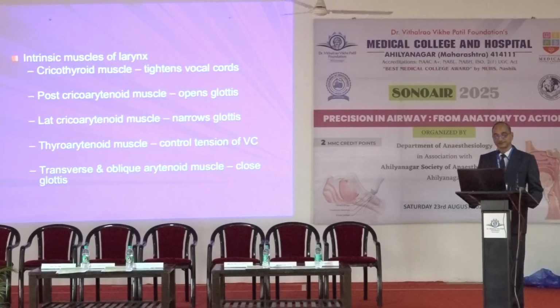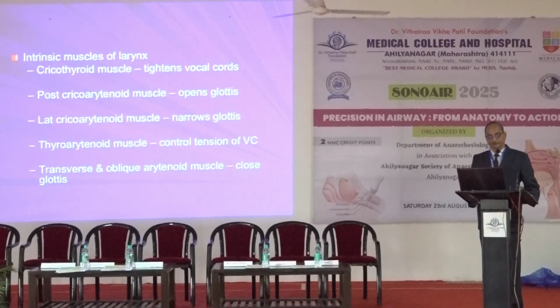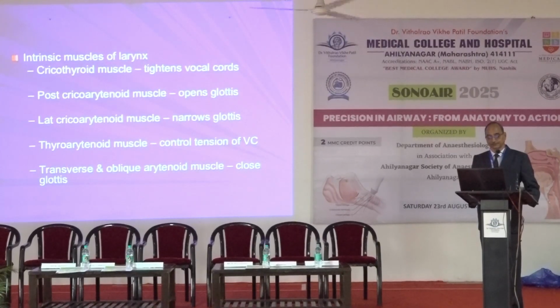Now, what are the intrinsic muscles of the larynx? You have the cricothyroid muscle, which tightens the vocal cords, the posterior cricoarytenoid muscle, which opens the glottis, the lateral cricoarytenoid muscle, which narrows the glottis, the thyroarytenoid muscle, which controls the tension of the vocal cords, and the transverse and oblique arytenoid muscles, which close the glottis.